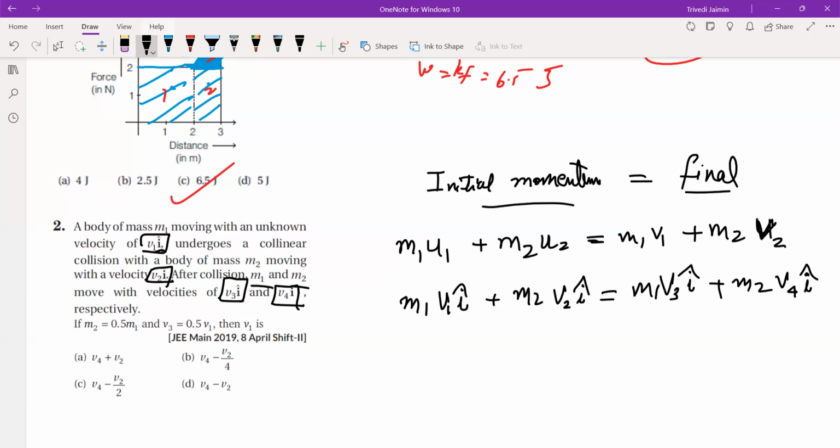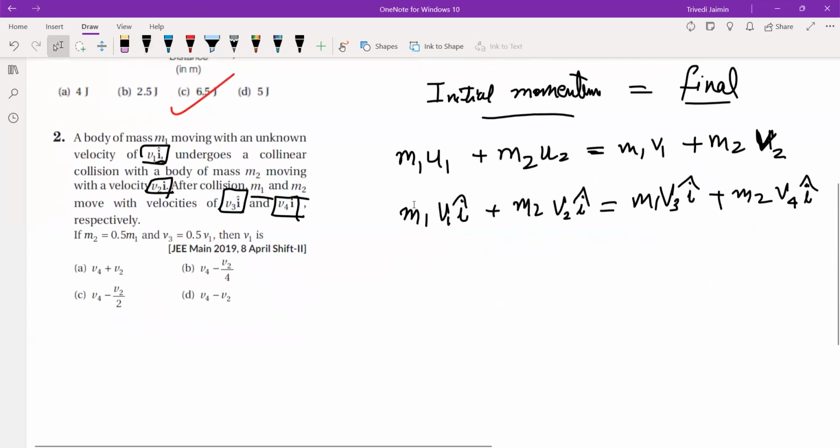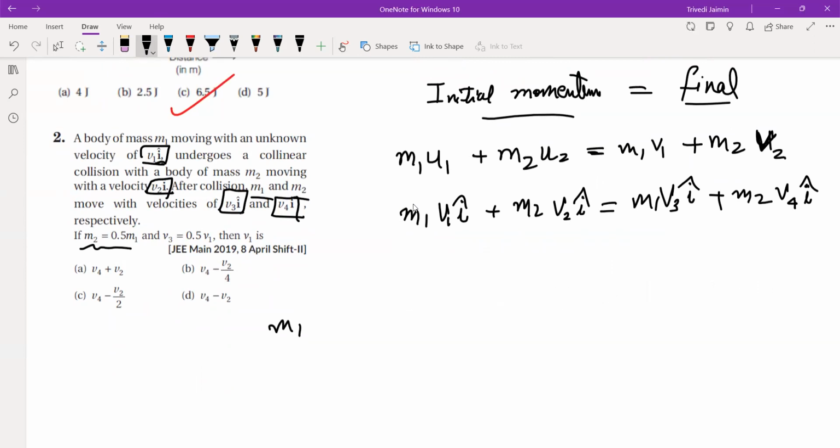Now, what's the condition given here? The condition is, if M2 is equal to 0.05 M1 and V3 is equal to 0.5, not 0.05, 0.5 V1. Now let's substitute M2 and V3, the remaining as it is.